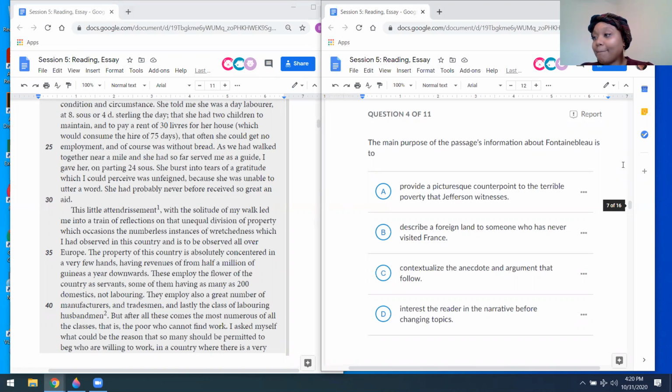So did anyone get anything differently from A? You can put it in the chat or unmute yourself and say it. Got A? Yeah, A honestly seems like a very promising answer. C. ML, what did you get? Right. Yeah, it's hard.